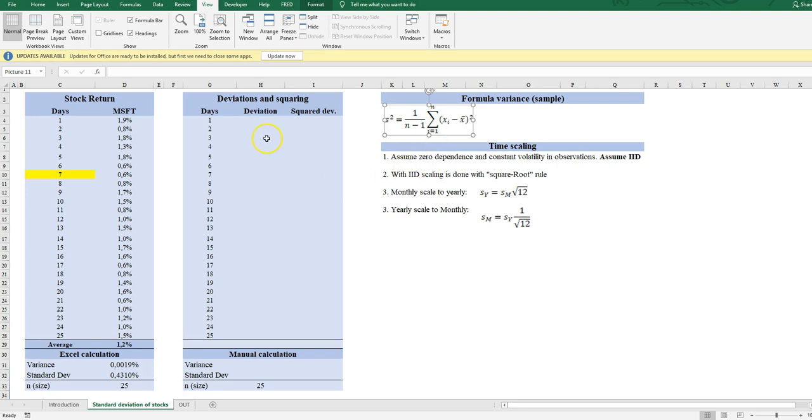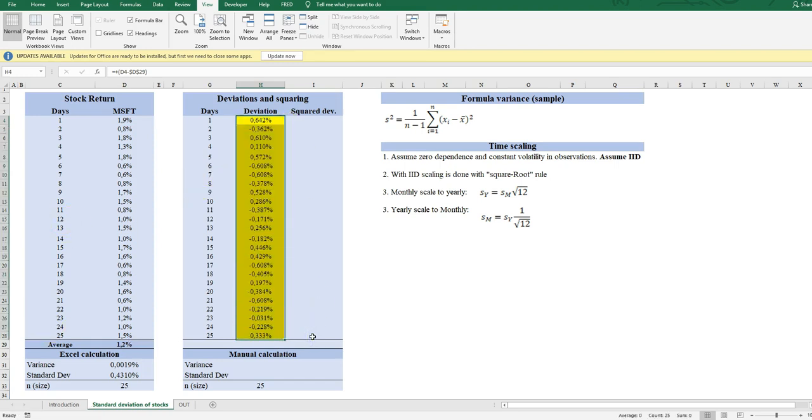All right, this is the way to calculate the variance. So let's just start from here. First observation, we will take the deviation of the first return minus the average, and I will fix it because the average is used in all formulas. So this was the first deviation.